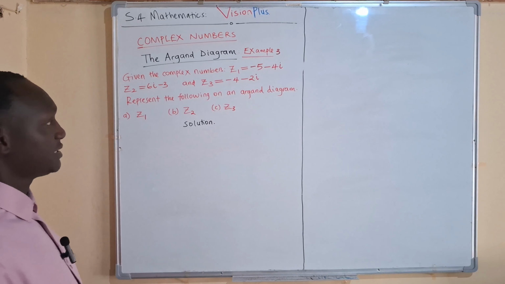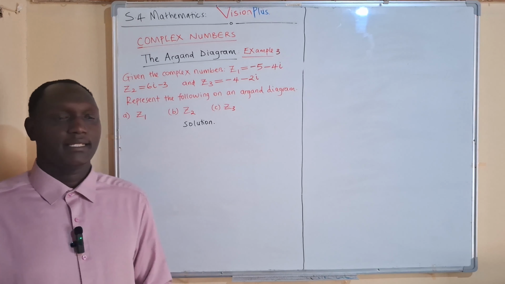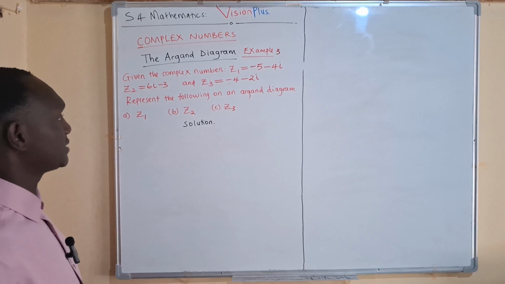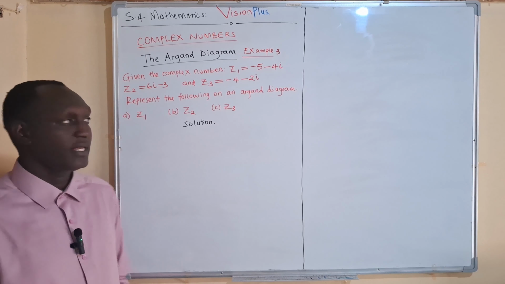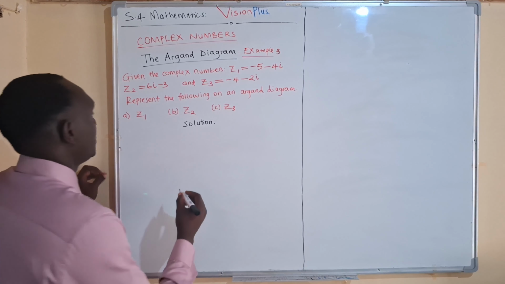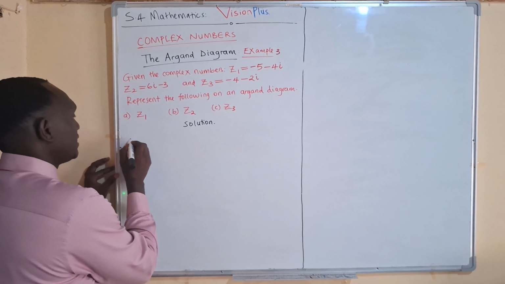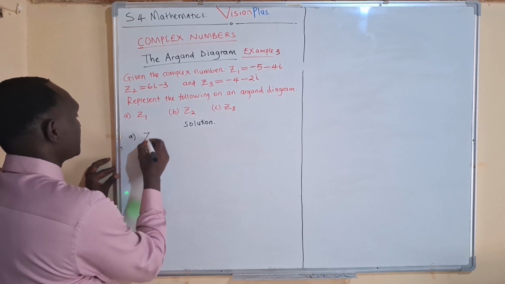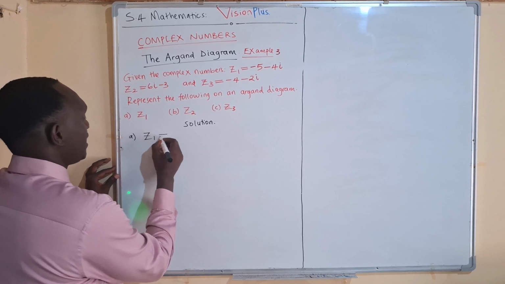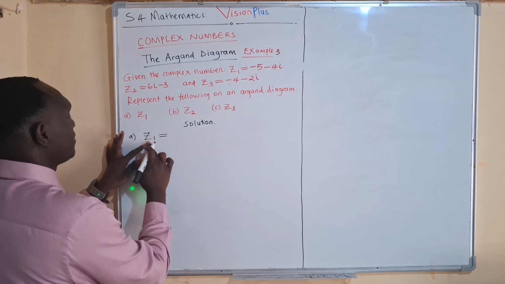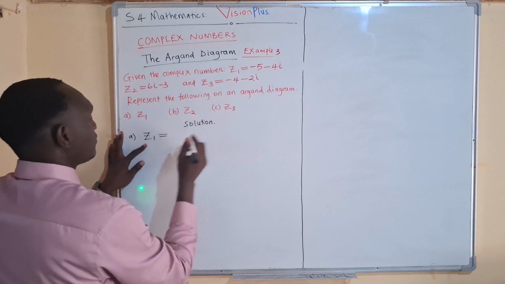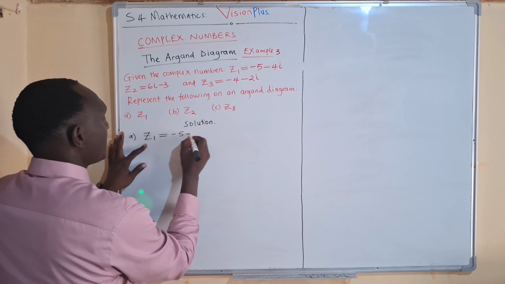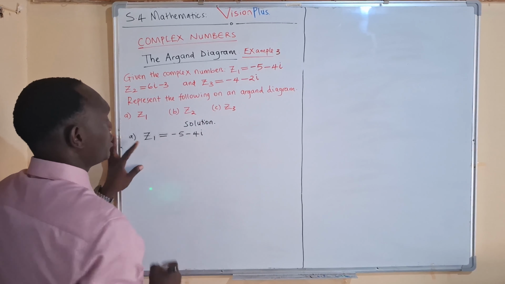Example 3 has given us three complex numbers and the question says that we need to represent the following on the Argand diagram. Part A says that we need to represent the complex number Z1 on an Argand diagram. What is Z1? The complex number Z1 was given as negative 5 minus 4i. What do you need to do?